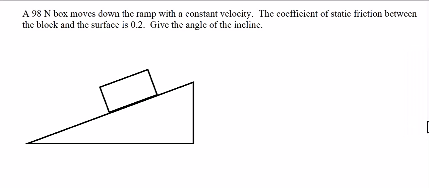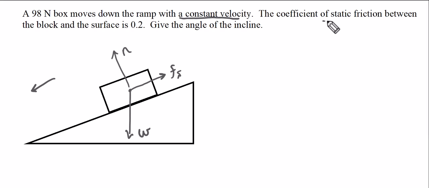So for this problem, we are given a 98 Newton box, that is the weight, and it's moving down the ramp with a constant velocity. So this is implying that it is moving down in this direction. However, constant velocity is saying this is a first law problem. So let's go ahead and label the forces.